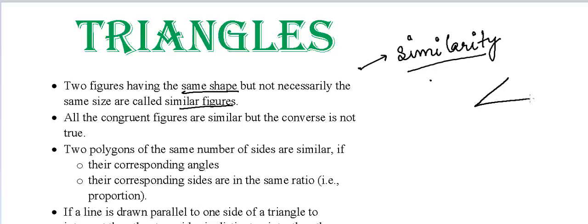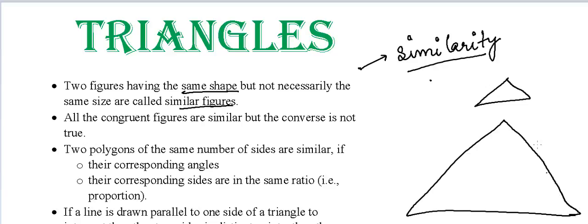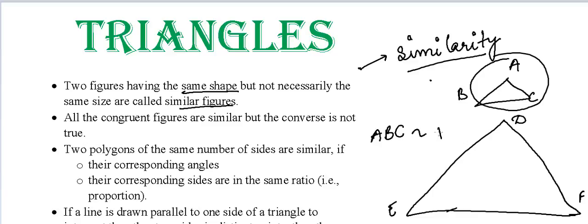For example, if you have a triangle like this and another triangle like this, we can say that these two triangles are similar. So triangle ABC and triangle DEF, we can say ABC is similar to DEF. This is the symbol for similarity. And if they are congruent, it should be written like this. For congruency, they must be of the same size as well. If they are of the same size, then we can say they are congruent.